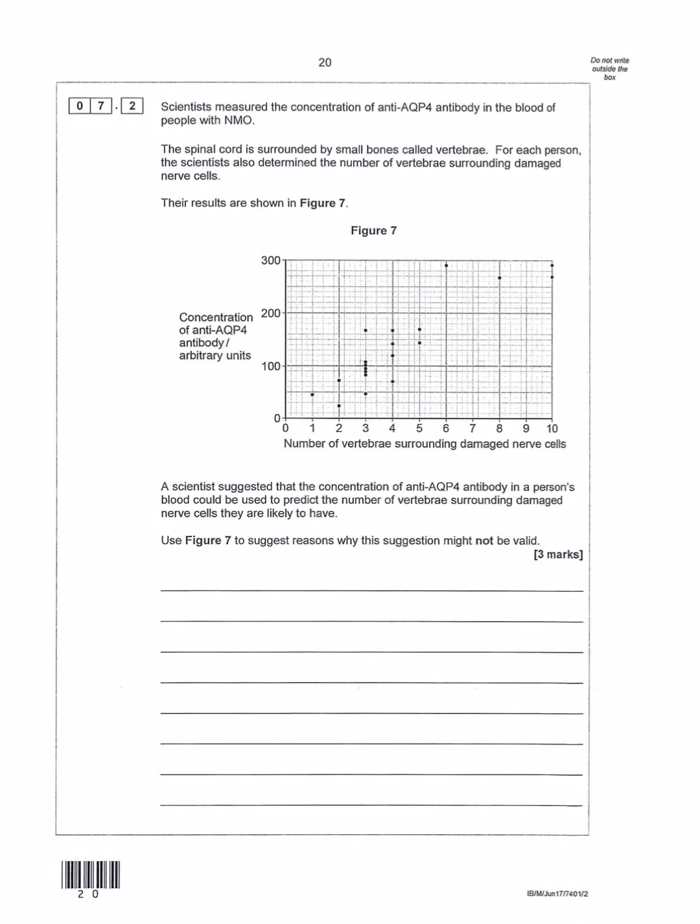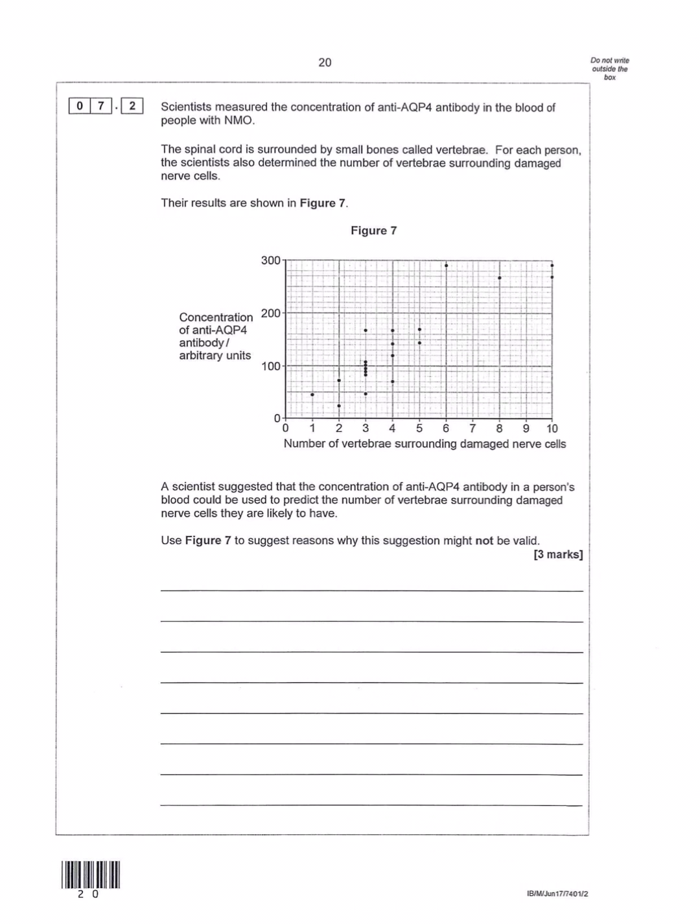Scientists measured the concentration of anti-AQP4 antibody in the blood of people with NMO. The spinal cord is surrounded by small bones called vertebrae. For each person, the scientists also determined the number of vertebrae surrounding damaged nerve cells, and their results are shown here in figure 7. A scientist looked at this data and suggested that the concentration of anti-AQP4 antibody in a person's blood could be used to predict the number of vertebrae surrounding damaged nerve cells they are likely to have.